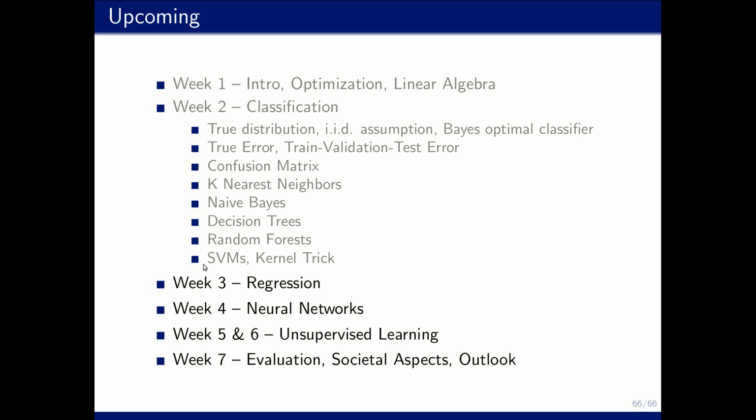Universities and companies really love to ask about support vector machines and kernels when they hire, since these are pretty deep topics and really separate newcomers to machine learning from more expert users. In the next week, we will discuss regression methods, and then we'll continue with neural networks. Weeks 5 and 6 will be dedicated to unsupervised learning, and in week 7 we will talk more about evaluation and societal aspects.